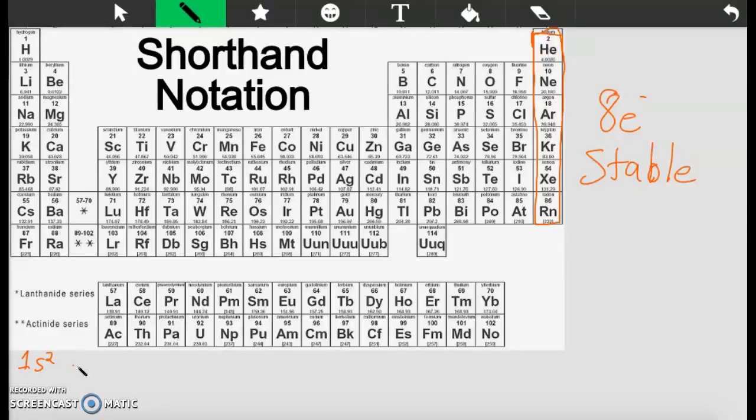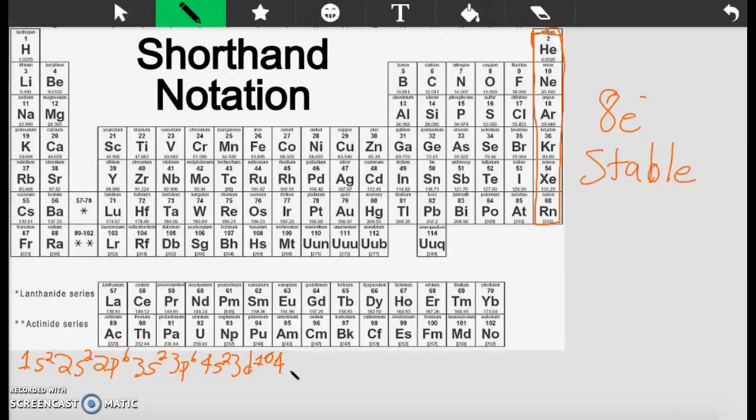1s2, 2s2, 2p6, 3s2, 3p6, 4s2, 3d10, and this just follows your diagonal rule. At this point in the course, you guys should be able to be doing this. Just to save time, I'm going to do it for you.